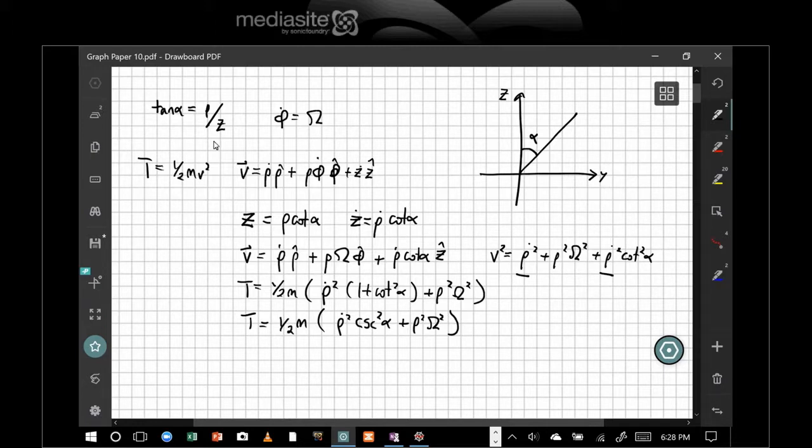Potential energy is easy. U is just equal to m g z. But I got rid of z, so that's just m g rho cotangent of alpha. And then my Lagrangian is just going to be T minus U, so let me just write it out.